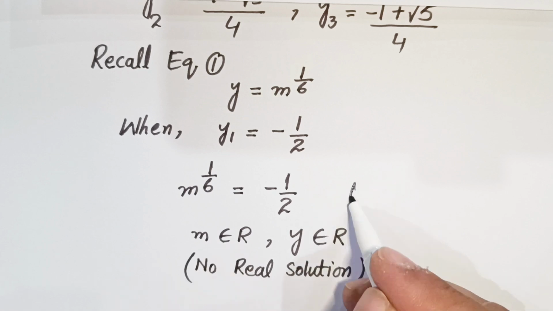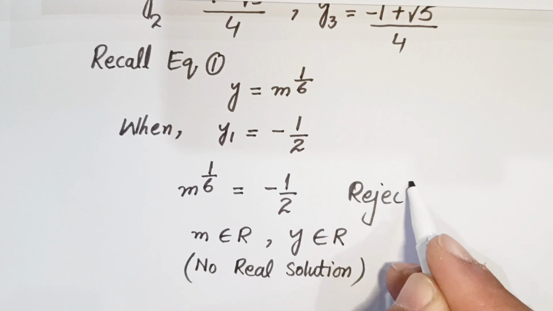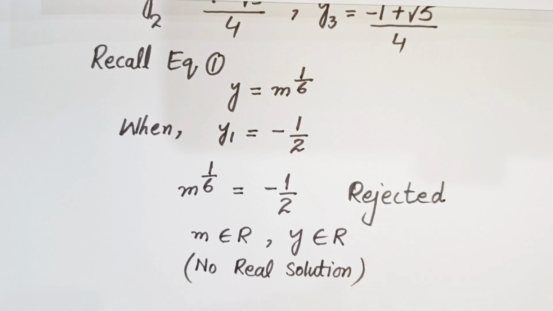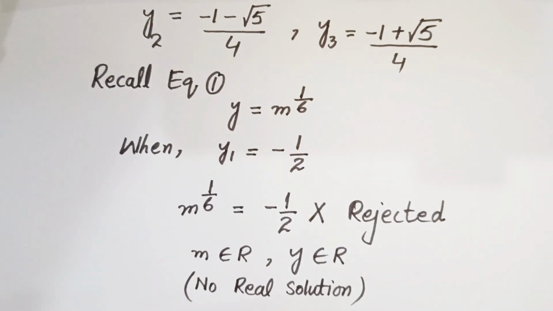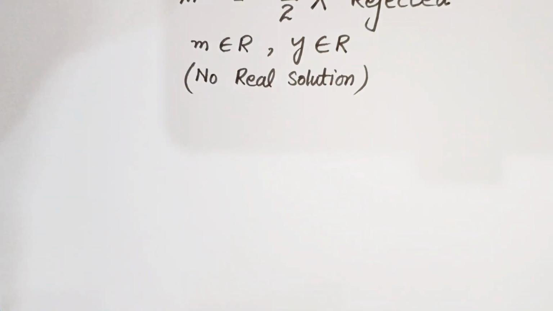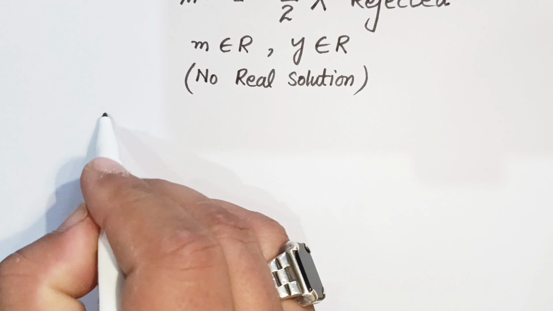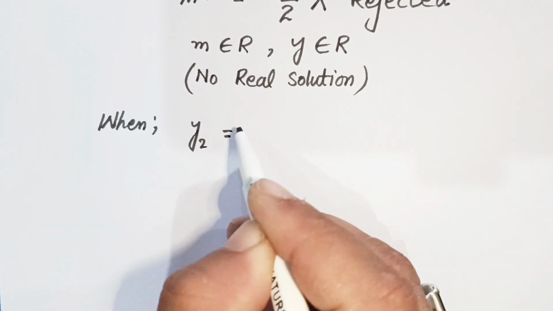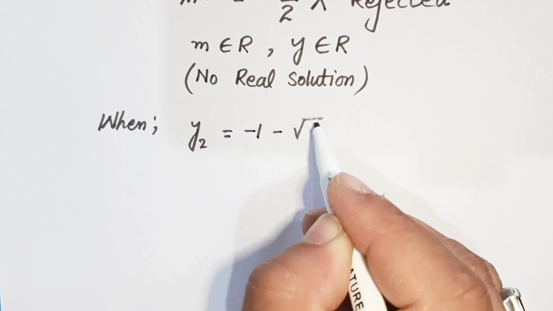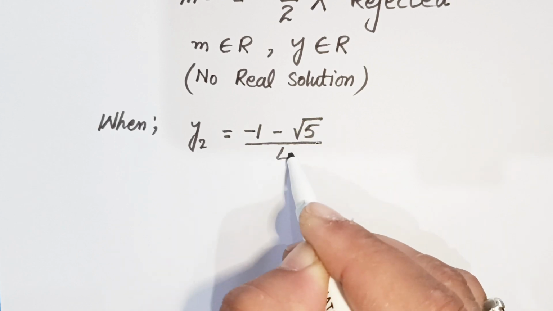So this value is going to be rejected because we just required those values of y in which y belongs to real numbers. So it is rejected. Now we are going to use the value of y2. Here it is minus 1 minus square root of 5 all over 4. So we just write, when y2 is equal to minus 1 minus square root of 5 all over 4.